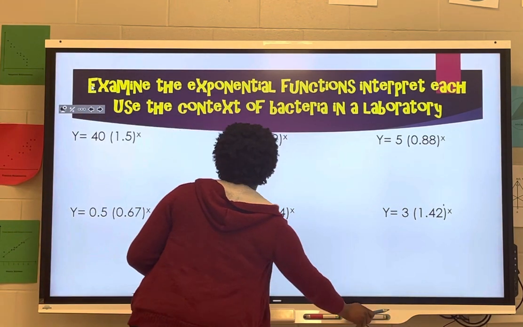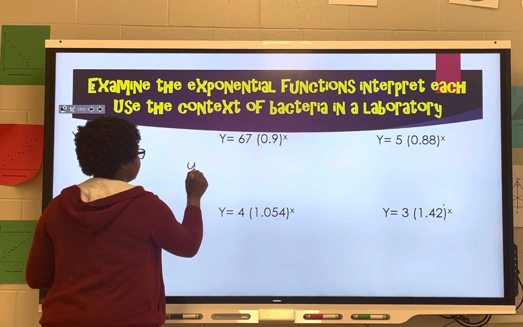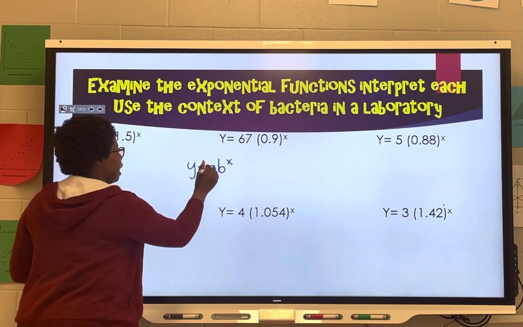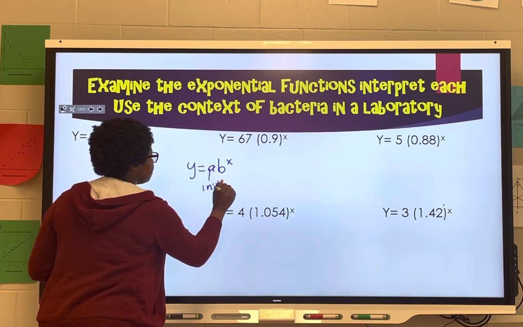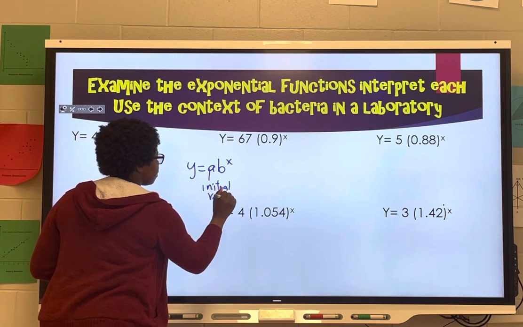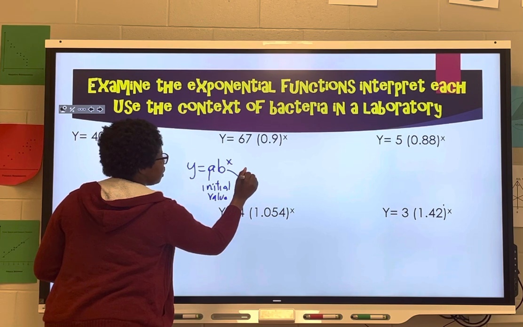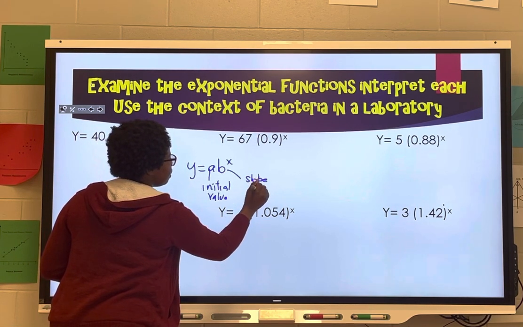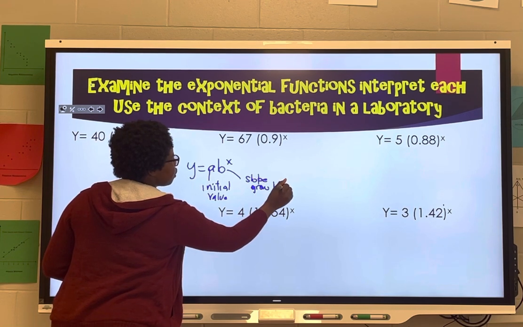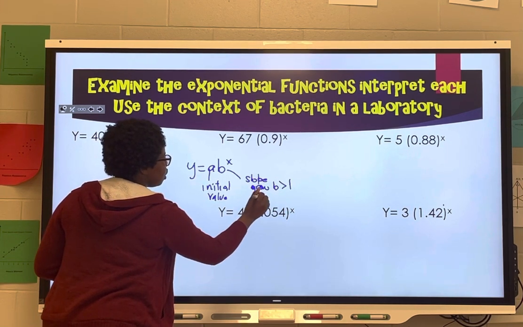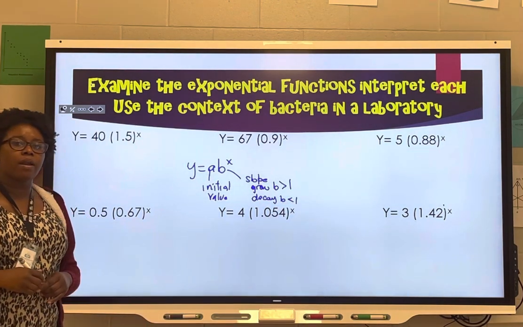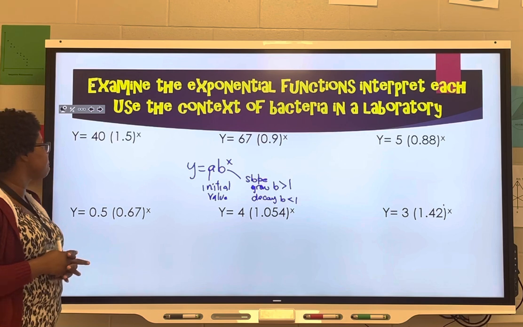When it comes down to our function, we know the general equation y equals a b to the x, where a here is your initial value, b here represents your slope, and your slope could be growing, where b is greater than 1, or your slope could be decaying, where b is less than 1. Alright, so let's bear those concepts in mind.